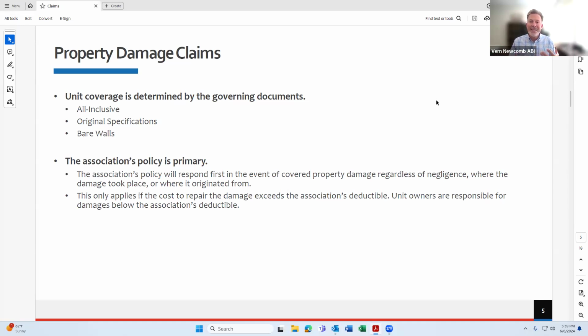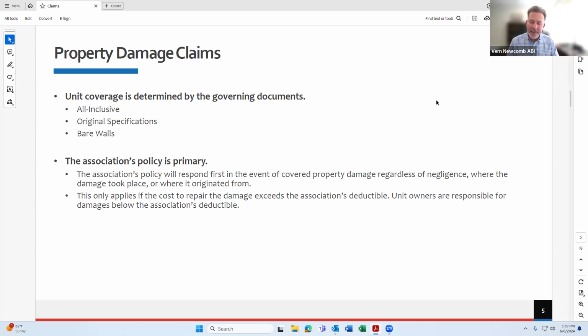If it started inside of a unit, as we had just mentioned, most water damage claims do, again, once it exceeds that deductible, then the association's policy is going to be primary. And then down there it says, this only applies to the cost of repairs that damage exceeds the association's deductible. Anything below the deductible is typically the unit owner's responsibility.